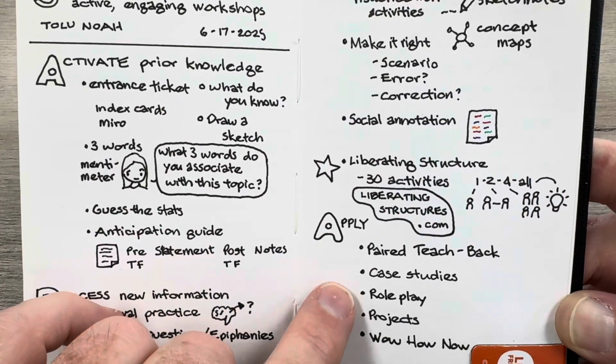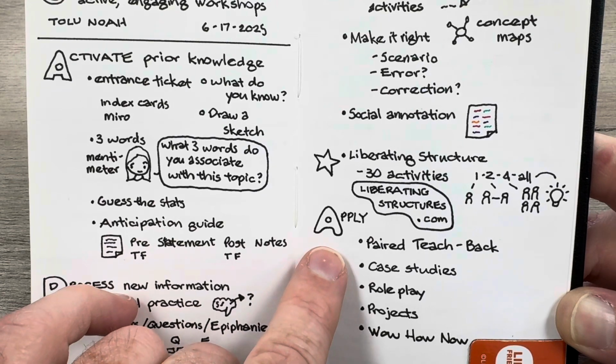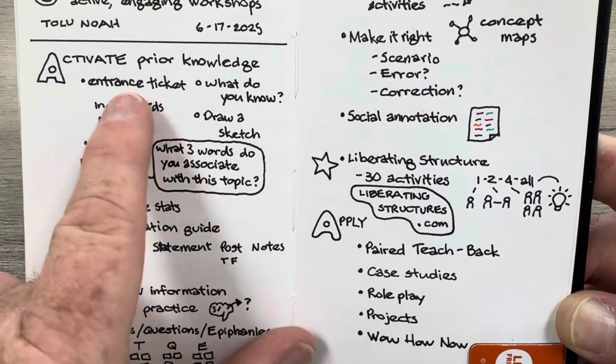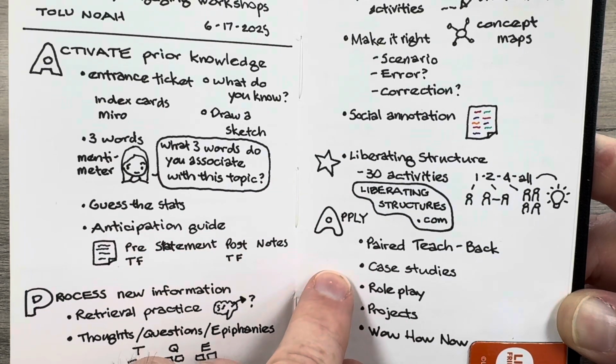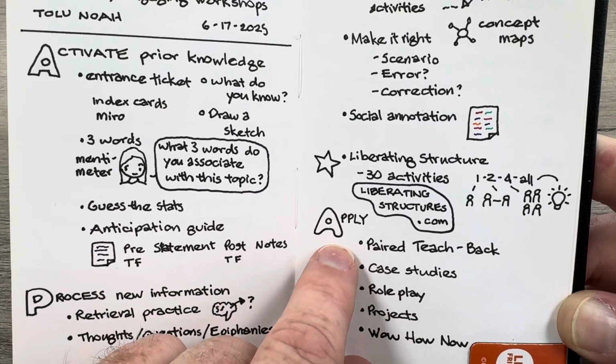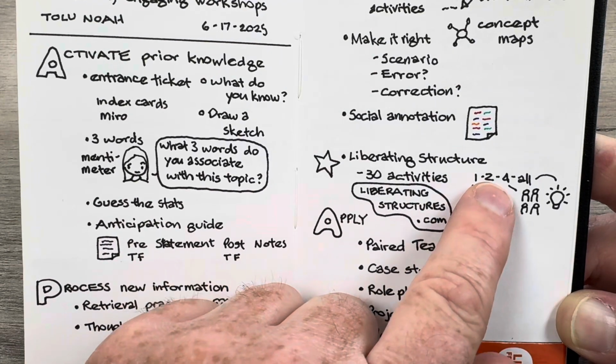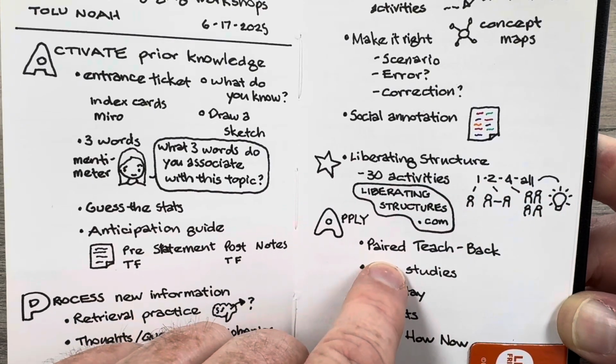The last step in the process, the last tip, is to apply. So you've activated prior knowledge, you've processed new information. How do you apply what you've learned? There are a variety of techniques. You could still use this 1, 2, 4 all to do that.